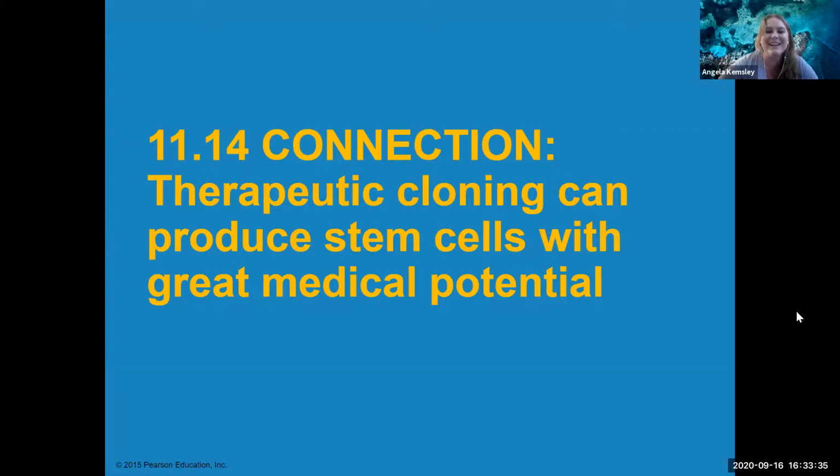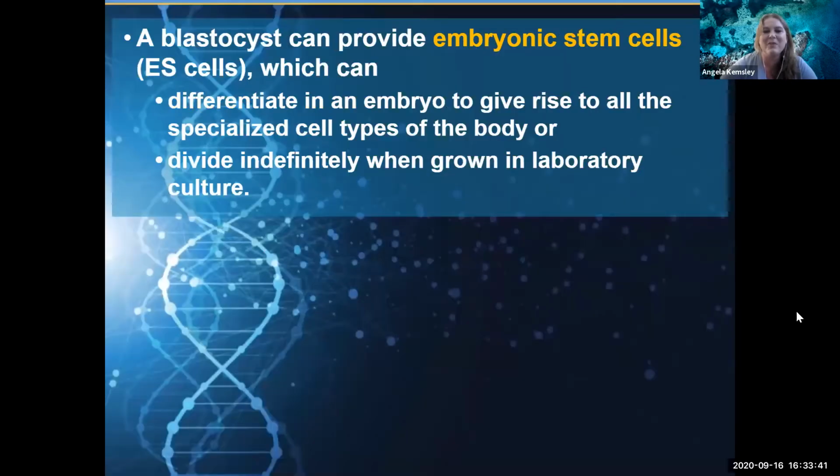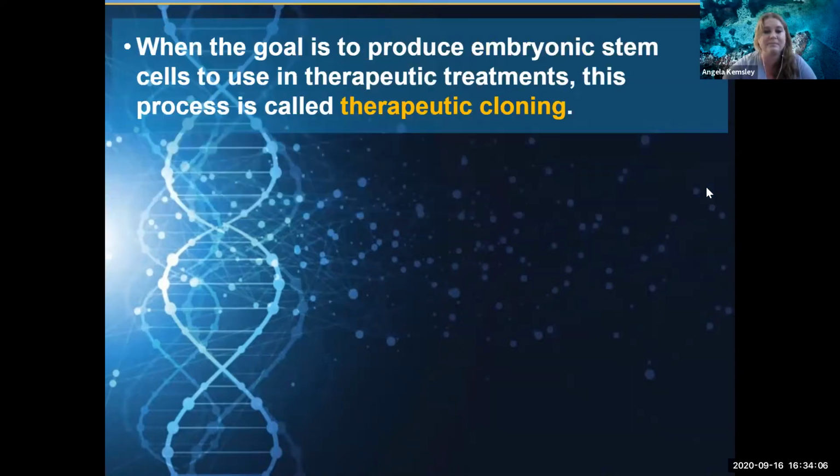There's also the idea of therapeutic cloning, which can help produce stem cells with great medical potential. So you've probably heard of stem cells. It's been pretty popular recently. A blastocyst can provide embryonic stem cells, ES cells, which can differentiate into an embryo to give rise to all the specialized cell types of the body. So what's special about stem cells is that they are able to differentiate into any type of cell that we want. And they can divide indefinitely when they're grown in a laboratory culture.